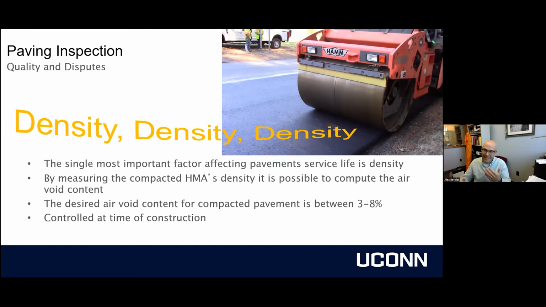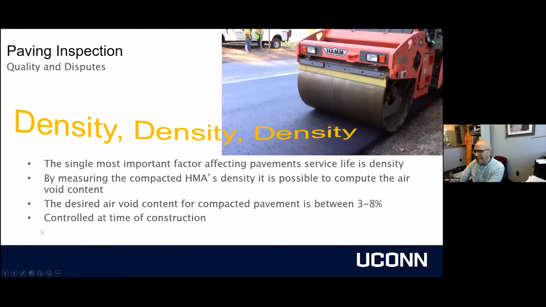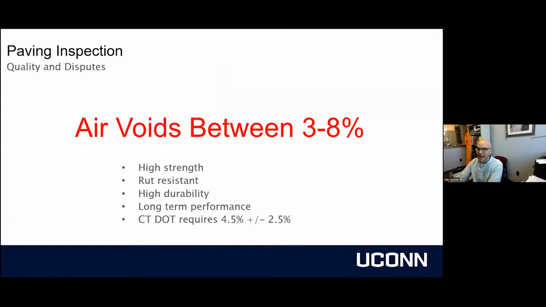So you can see how this all ties into the importance of our desired air content. We're looking at between 3 and 8%, and it's controlled. The only time we can affect this is during construction. It has to be the right temperature, has to be rolled properly. So air voids between 3 and 8%, it's going to have high strength, the best rutting resistance, high durability, the longest performance we can get.